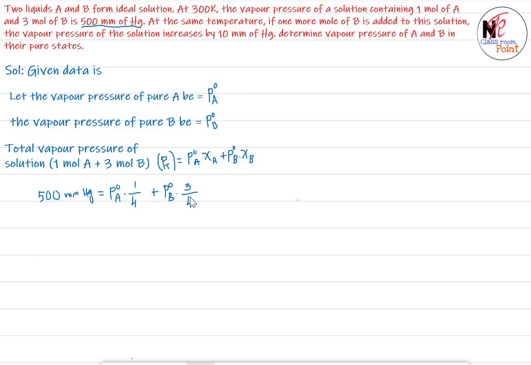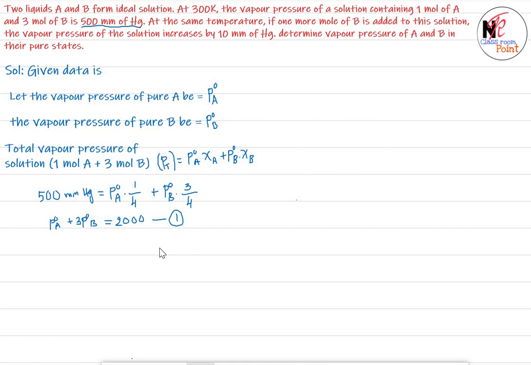Now this equation can be written as, by sending this 4 to that side, it becomes 4 into 500, which equals 2000. So we can write P naught A plus 3 P naught B equals 2000. Let us consider it as equation number 1.